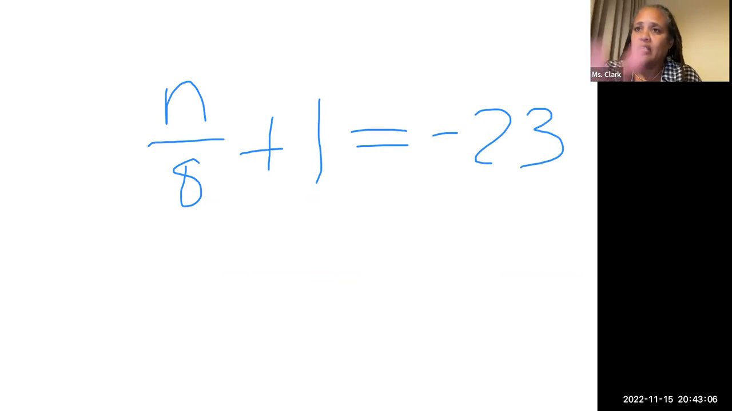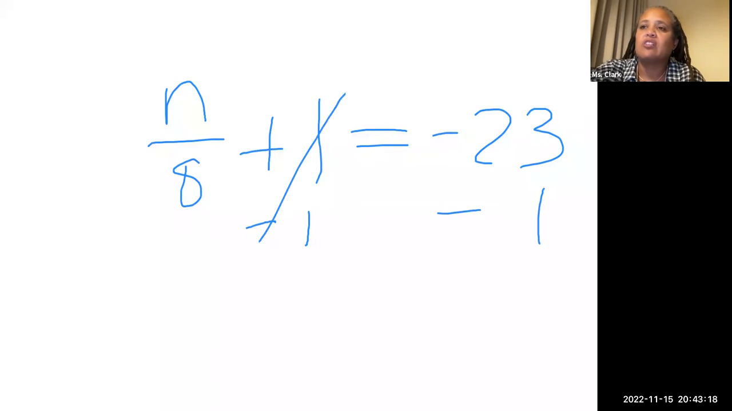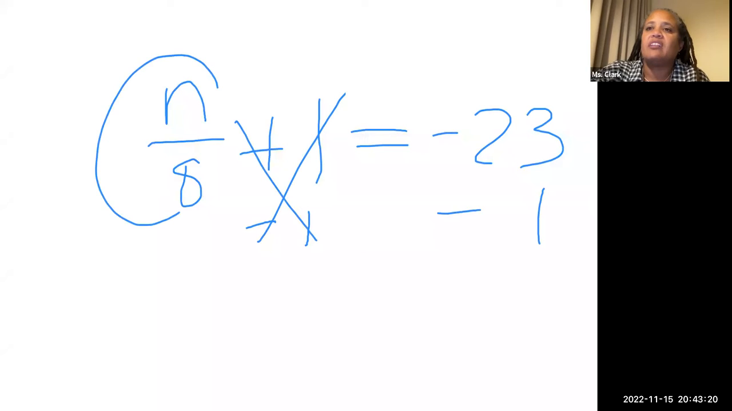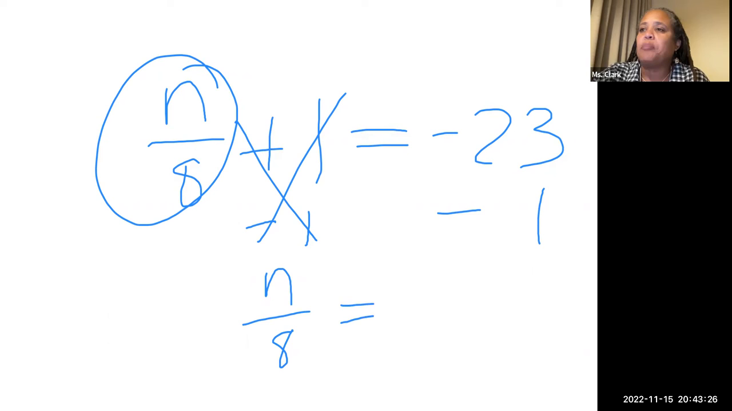So we would say division first, player one, but we got to get rid of this addition one because it doesn't have an n. So what's the opposite of addition? Subtraction, right? This is gone. The n over 8 is still there, so I'm going to write it down here. Negative 23 and negative 1, if I put that in the calculator, I'm going to get negative 24, right?